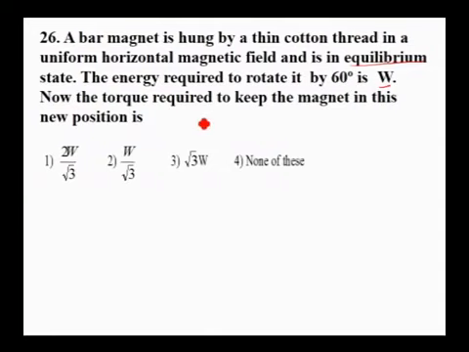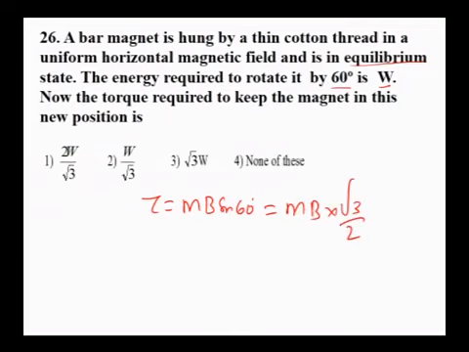Now the torque required to keep the magnet in this new position. Initially it is parallel to the direction of the magnetic field, but in the new position it is at an angle of 60 degrees. So we are finding torque at this position. Therefore, we should use the expression tau equals mB sin 60 degrees. This equals mB into sin 60, which is root 3 by 2. But you can see all the options are expressed in terms of energy, that is W, work done.